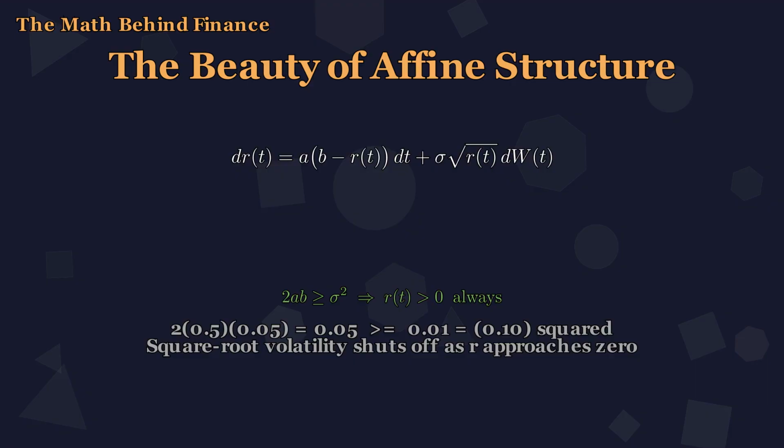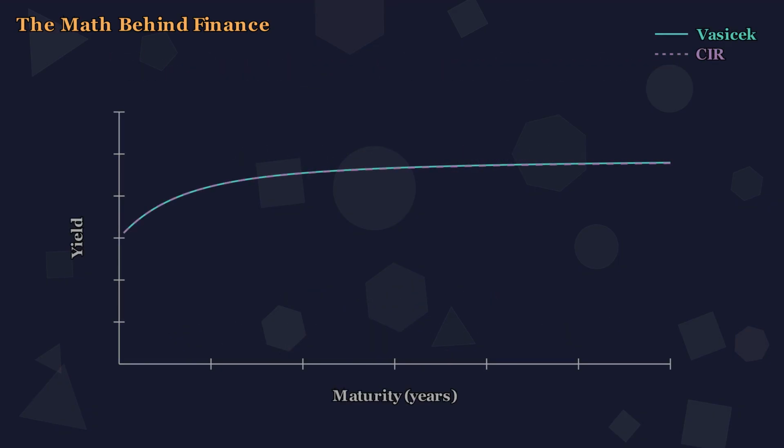The square root term acts like a valve. As R approaches 0, the volatility shuts off, and the drift pulls it back up. Here are the two yield curves side by side, both starting from a short rate of 3%. They look remarkably similar. Both curve upward toward a long-run yield near 5%. The asymptotic yields are almost identical, 4.92 for Vasicek, 4.90 for CIR. The difference is subtle but structurally important. CIR guarantees positive rates. Vasicek does not.